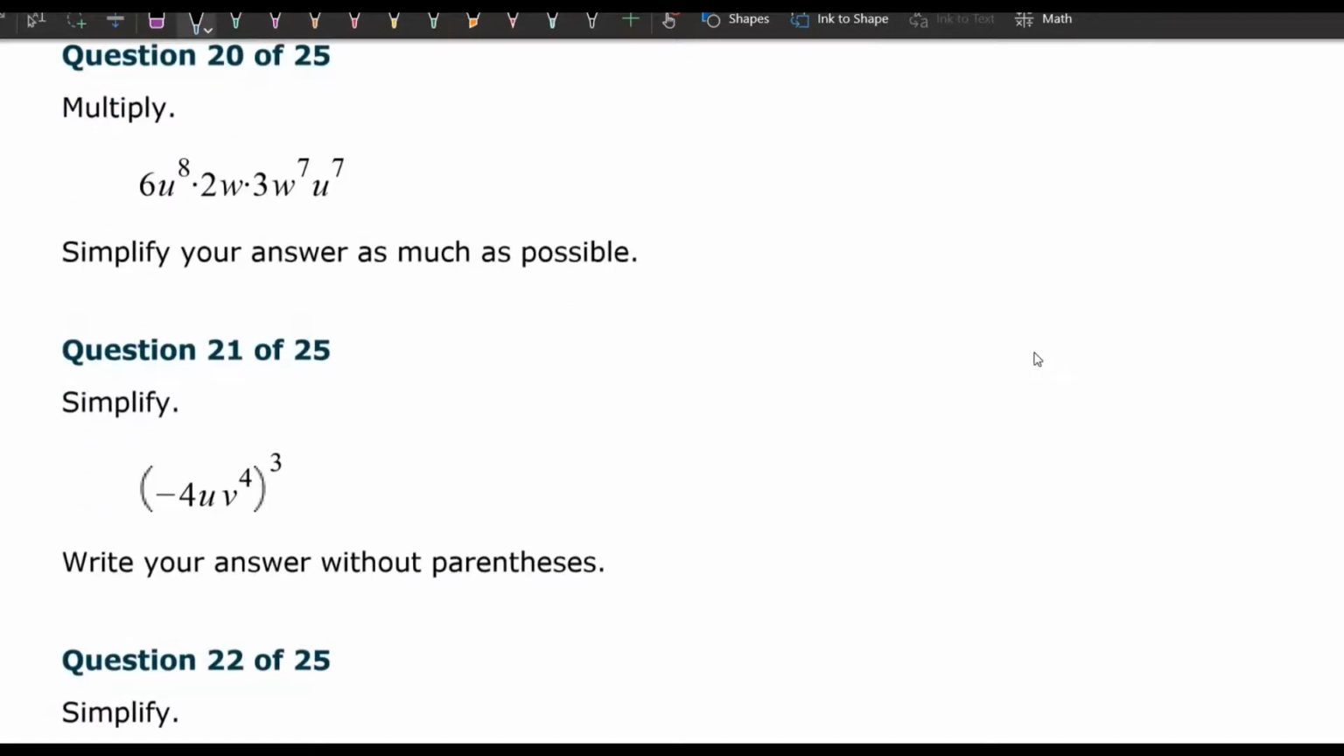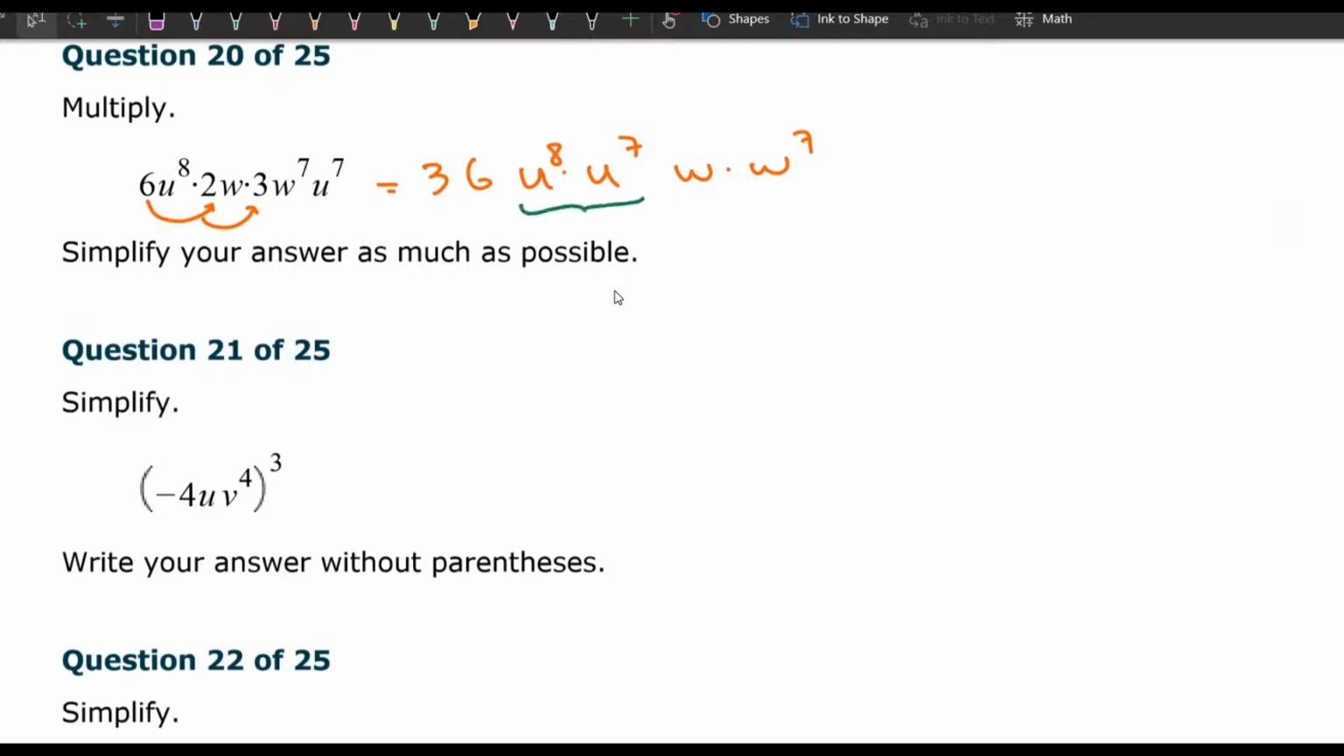Alright, problem 20. I think we just went over this problem earlier. 6 times 2 is 12. 12 times 3 is 36. Then we bring the variables together: u to the 8 times u to the 7, and then w times w to the 7. Make sure you rewrite them carefully. All the u and w, put them together.